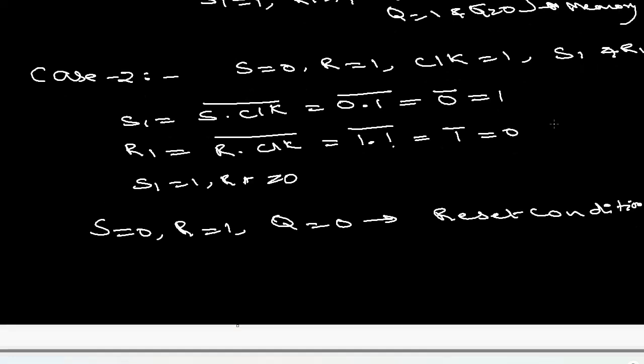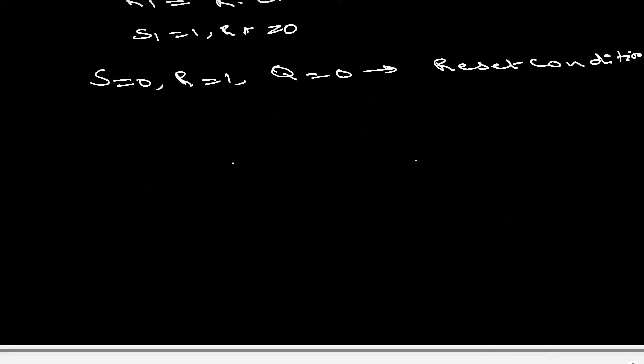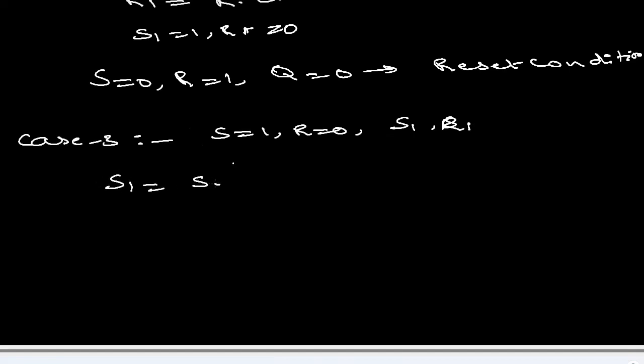Now coming to third case. Case 3. In the third case, when S equal to 1, R equal to 0, we have to find out S1 and R1. So S1 equal to S into clock whole complement. So S value is 1, clock is always 1. In the AND gate, inputs 1, 1, if both are high, the output will be high. So 1 complement I am taking here. So 1 complement is 0.